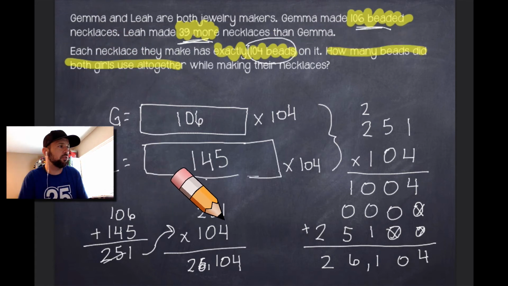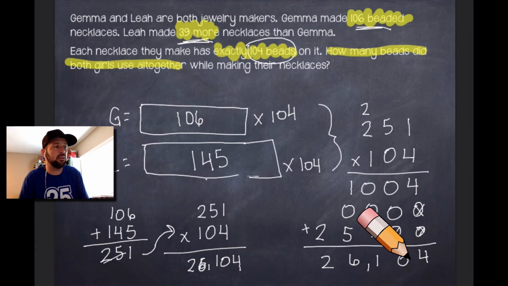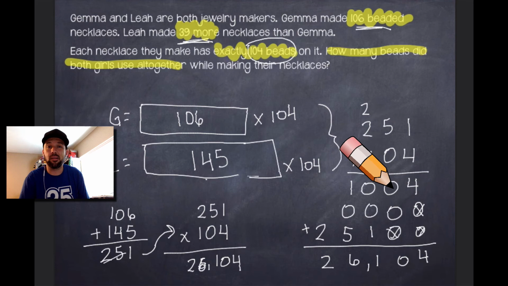So if they used 104 beads in each necklace and they made 251 necklaces, they're doing that 104 beads 251 times. You multiply that through and we're going to get 26,104. Again, I have to use my place value. This was a tricky one again. Not as big of numbers, but still had 3 digits by 3 digits. That takes up a lot of space.